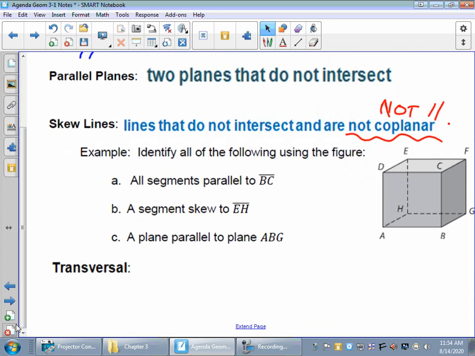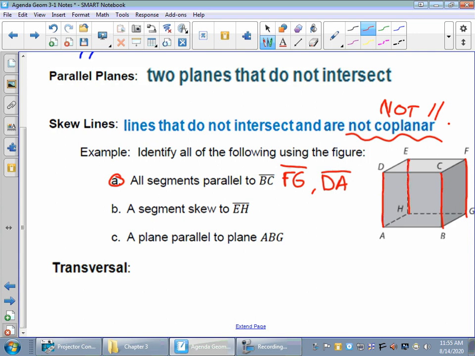Okay, first, identify all of the following using the figure here to the right. So let's take a look at this. Letter A says all segments parallel to BC. Well, let's take a look at where BC is. BC is right here. So we need segments that are parallel to BC. So we could say FG over here, that would be parallel. It's not going to cross. It's on the same plane. So we'd say segment FG. We can also say DA. DA is also parallel here. And then another one would be EH. EH back here technically would be a parallel line as well.